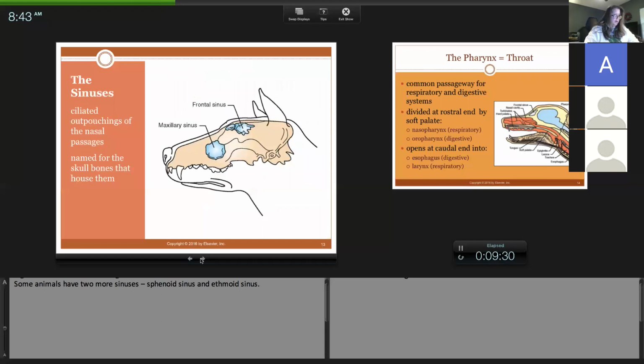Now, this question I realized was vague on the study guide. I had somebody email me, and usually in class, someone's always like, can you answer this? Because it's not really in the book, but I brought it up.